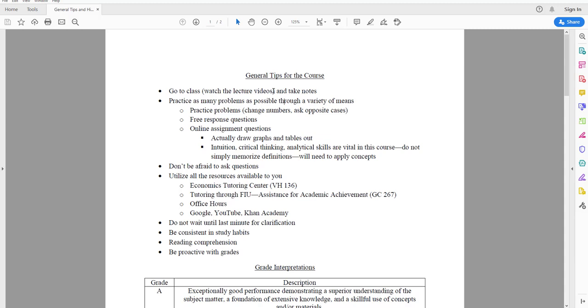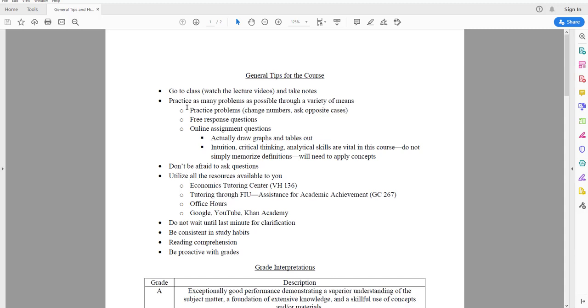So the lecture videos are essentially the lecture component and tells you exactly what we're going to be going over in every single chapter. And in each of these videos, I do take a plethora amount of notes. So it would also behoove you to take your own notes as well to make sure that you get full understanding of what we are going over.